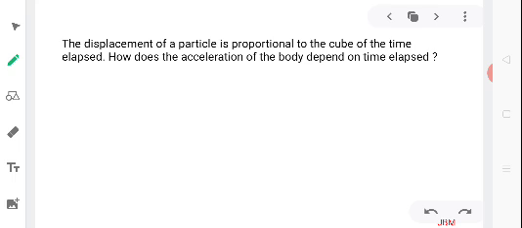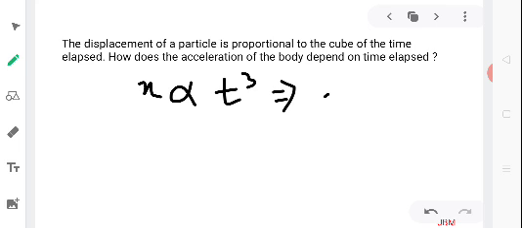Now, in this question it is given that the displacement of the particle is proportional to the cube of time elapsed. So let x be the displacement at time t of an object in motion. It is given that x is proportional to t cube. So now we can write x equal to k times t cube, where k is the constant of proportionality.